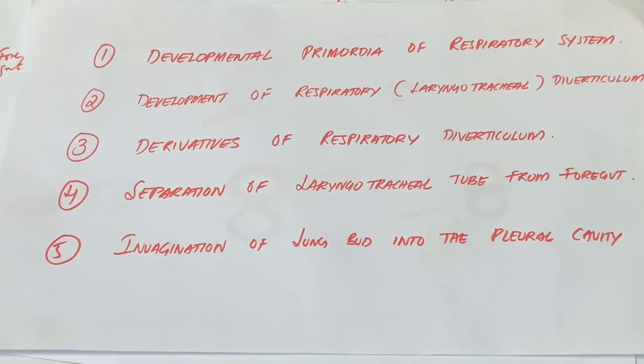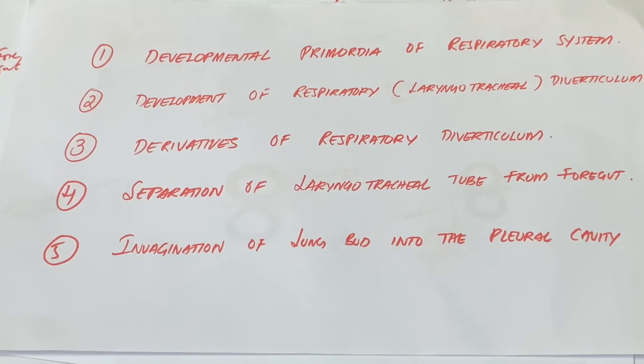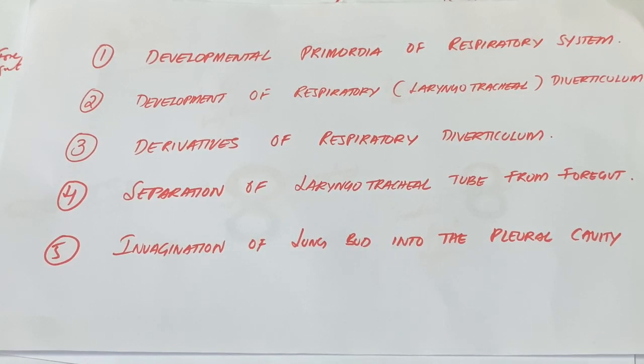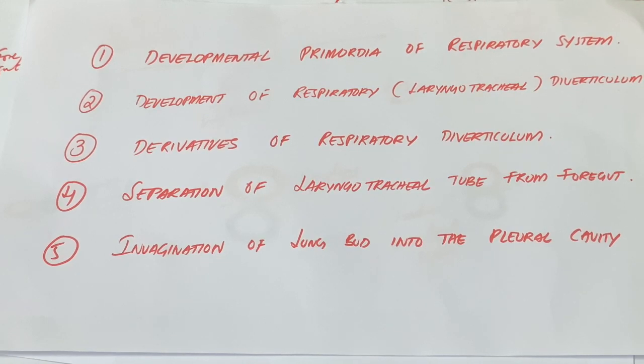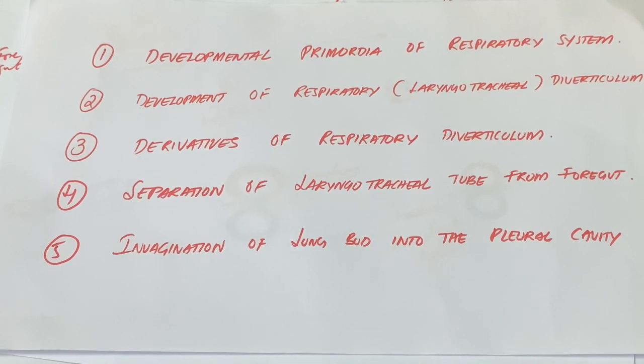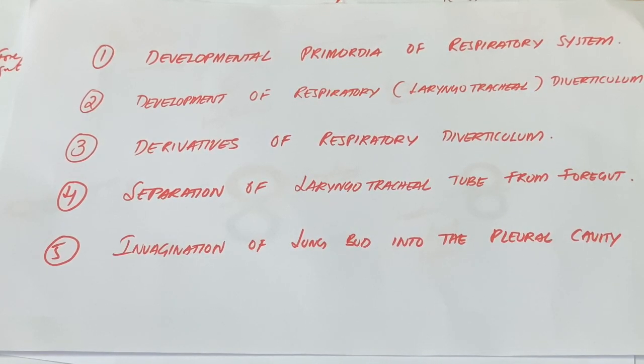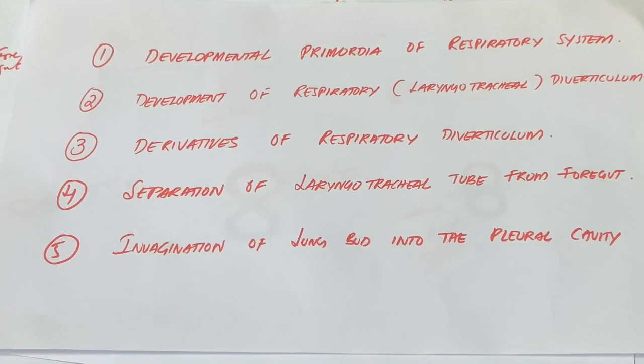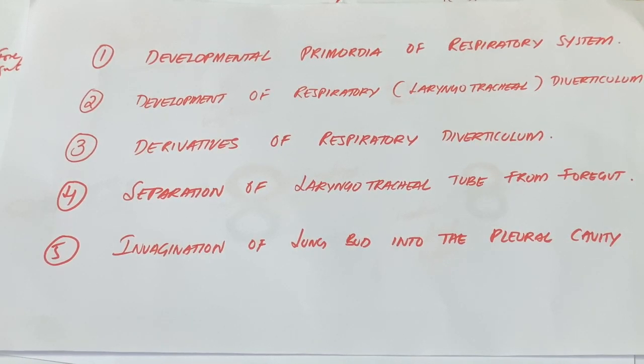The separation, how this laryngotracheal tube is separated from the foregut by the tracheoesophageal septum. You know how the tracheoesophageal septum is formed by the lateral folds moving medially. Yes, they get fused with each other. And cranially, a communication is established between the laryngotracheal tube and the pharynx, forming the laryngeal inlet, through which the laryngotracheal tube communicates with the pharynx.